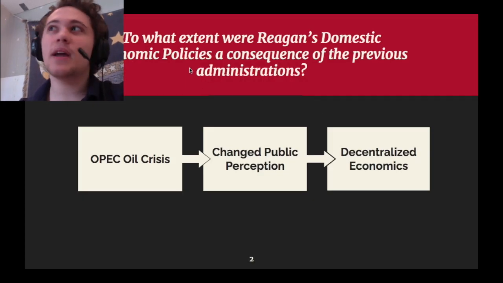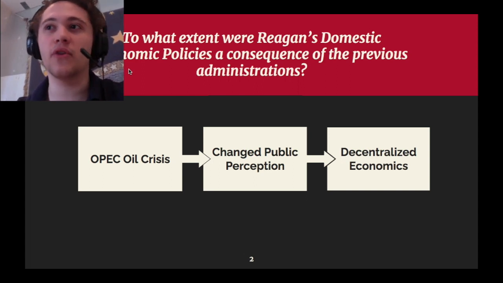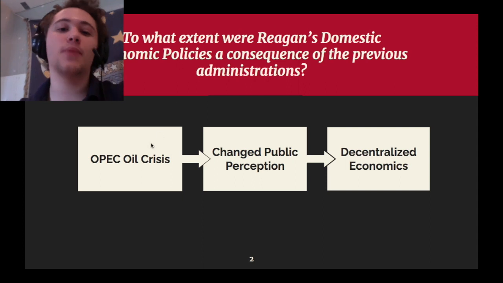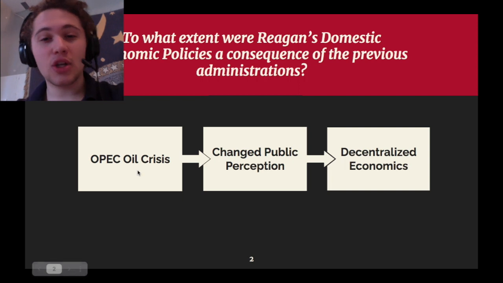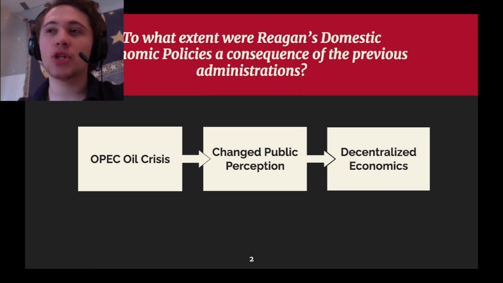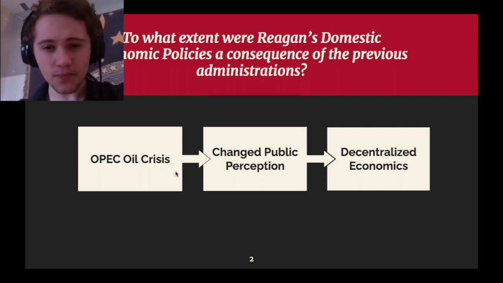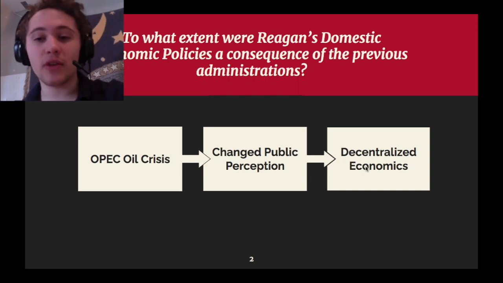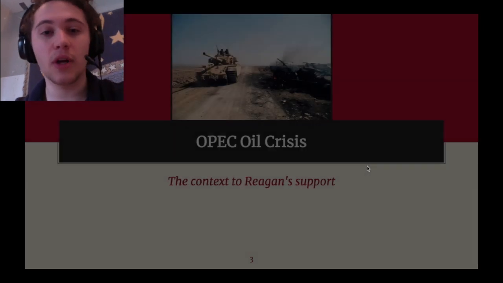So we're basically going to be understanding the extent to which Reagan's economic policies were a consequence of the previous administration, to be able to answer our question of how he achieved the presidency using the OPEC oil crisis. And we're going to be analyzing three different factors. We're going to be analyzing the OPEC oil crisis, the change in public perception, the way people change their perspective of how government should intervene in people's lives, and how the economic domestic policy should function, and we're going to be talking about the decentralized economics, the platform of which Reagan was running, and the concept of Reaganomics.